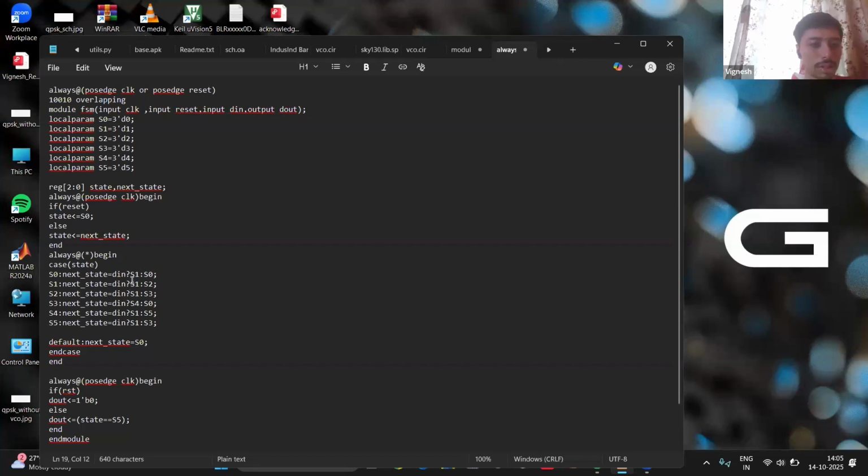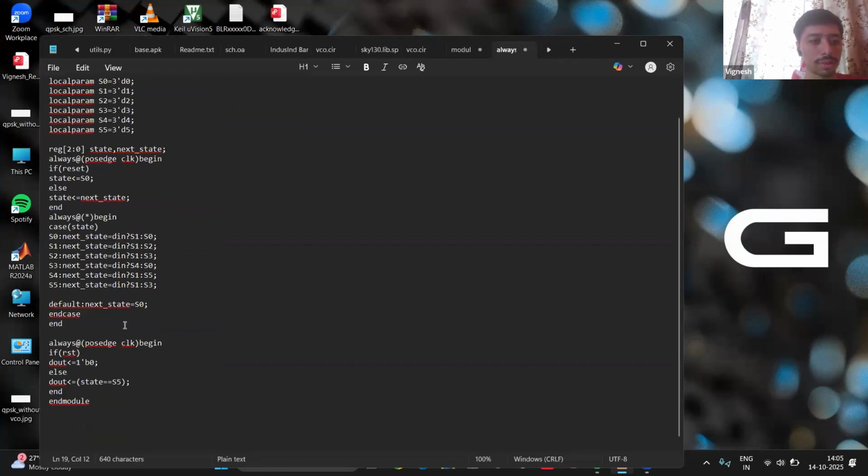So this follows the ternary operator. If the input S1 is input, then it goes to D in, then it goes for S1, otherwise for S0. For all the five states it follows the same. Then it comes like default is next state, S0 state, and we end the case. We end the case statement, and we again begin this positive edge clock begin.